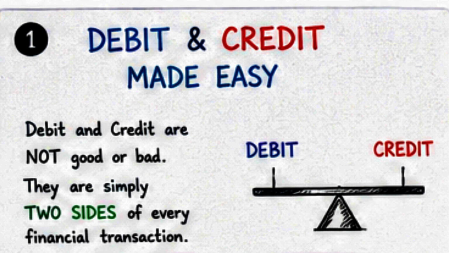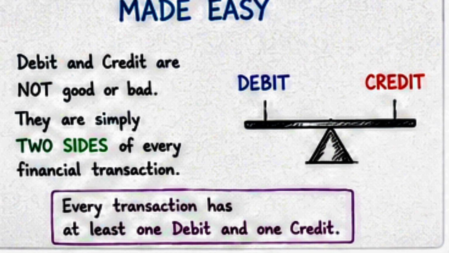Now let's understand debit and credit. Most people think debit means good and credit means bad. That is completely wrong. In accounting, debit and credit are simply two sides of every financial transaction. Think of a seesaw. Whenever something comes into the business, something else must go out or change. Every transaction has at least one debit and at least one credit. This is called the double entry system.